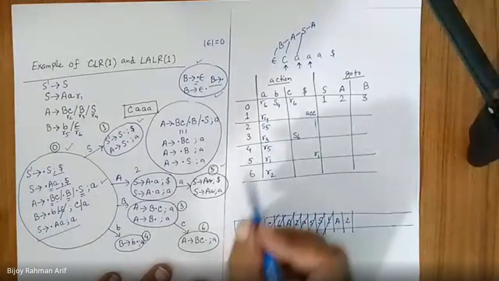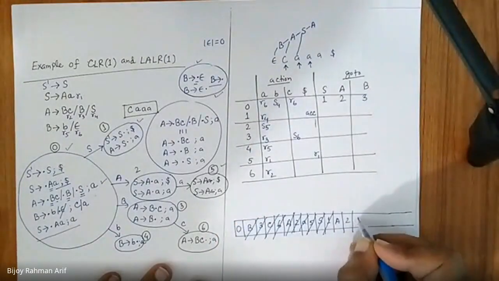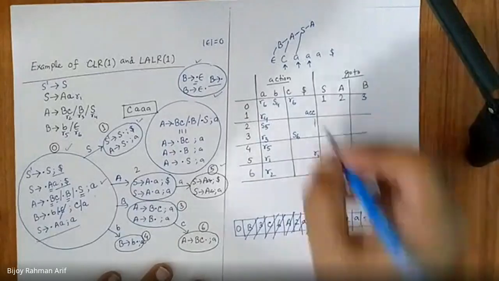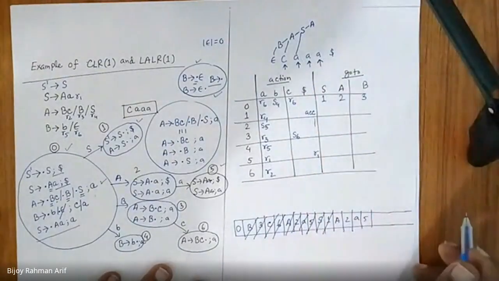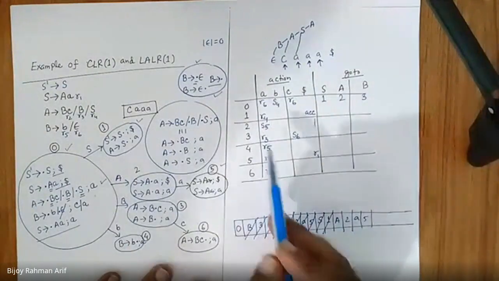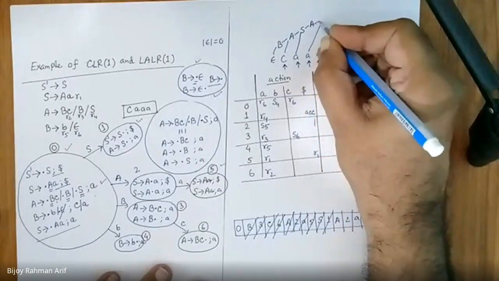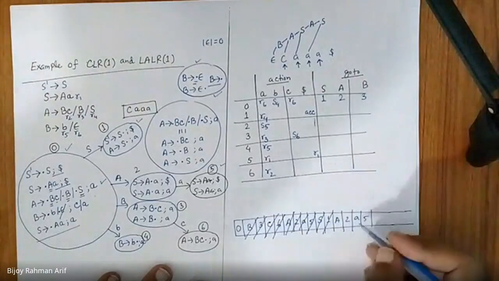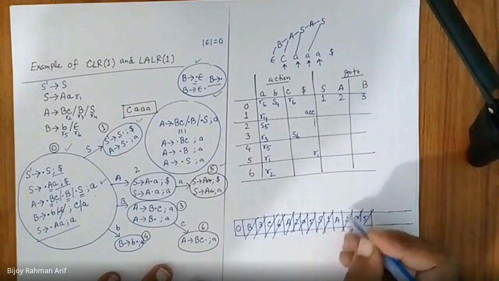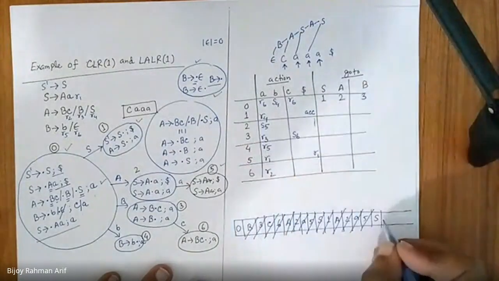Now 2 is seeing A. I have to shift. So A, 5. I'm going to move the lookahead. Now 5 is seeing A, which is rule number 1. So this A and this A would become S. So I'm going to pop 4. Push S. 0 seeing S, I'm going to state number 1.